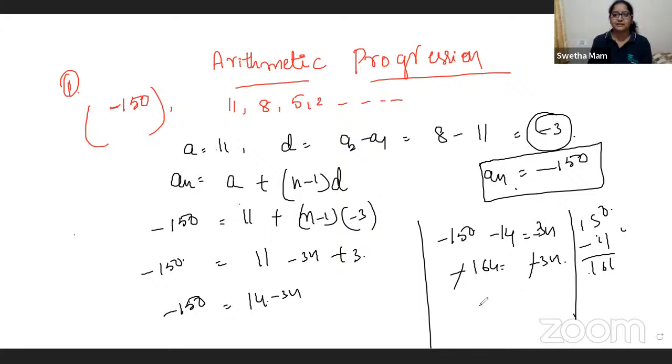Minus minus will cancel. So 164 by 3. 3 5s 15, 3 4s 12, 3 6s 18. So we are getting a fraction or decimal number now. See, usually how do we get?